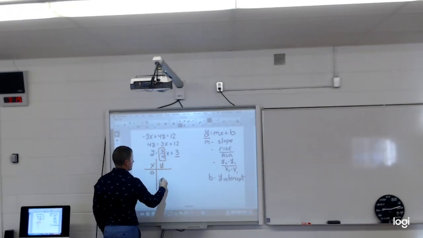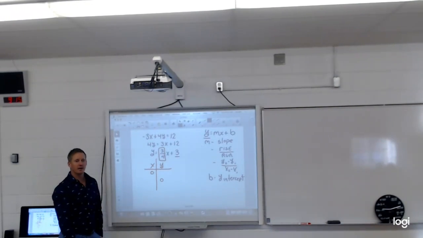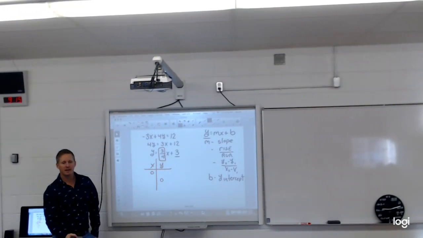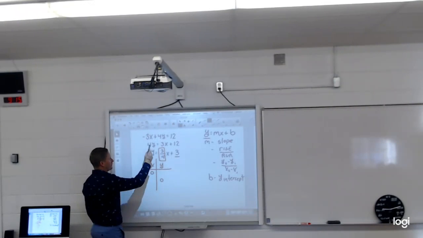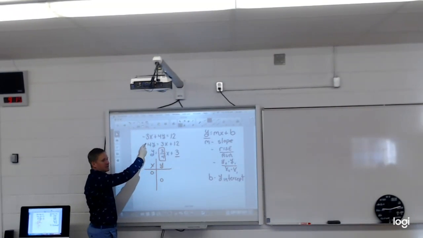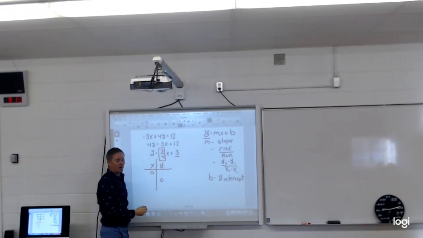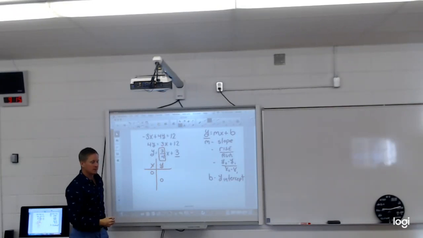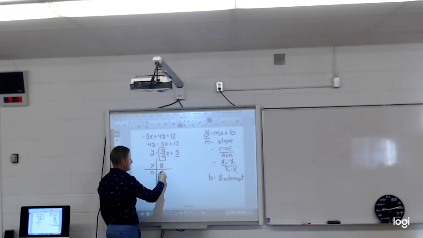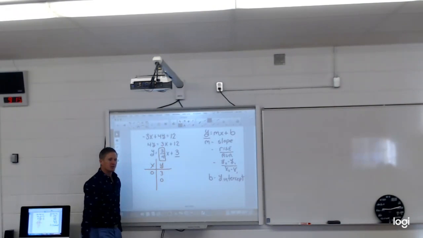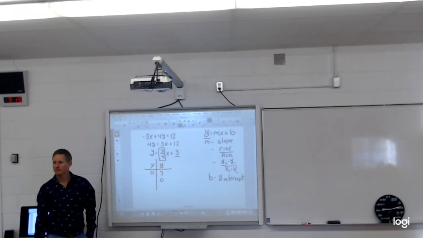I can put 0 in for x and 0 in for y and solve for the other. So let's put 0 in for x. What's negative 3 times 0? 0. That leaves me with 4y equals 12. How do I get y by itself? Divide by 4, which gives me 3. So 0 and 3 is one of my coordinates.